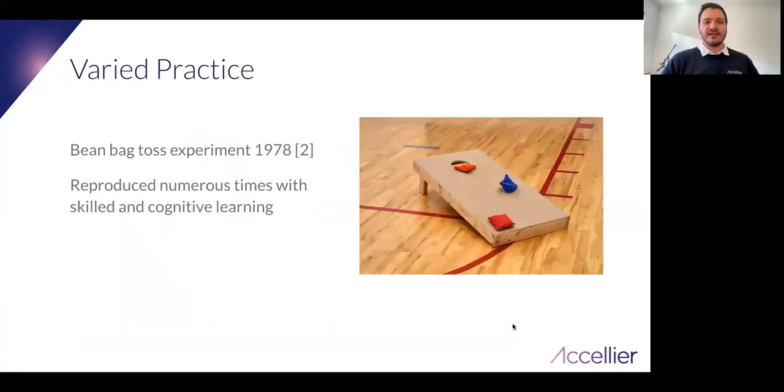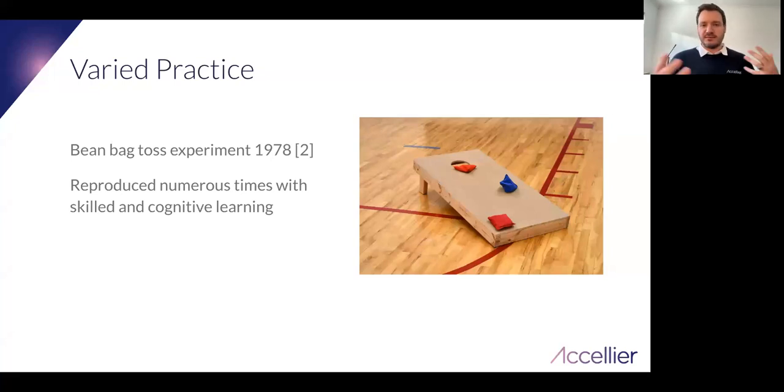And the final one is varied practice. This started out with the beanbag toss experiment, where they got kids and had a control group who just practiced throwing the beanbag in that little beanbag toss game. They just practiced the same distance, the same distance from the target, practice, practice, practice. The other group varied their practice at different distances. Then they tested who was more accurate at throwing the beanbag, and it was the ones who had the varied practice.